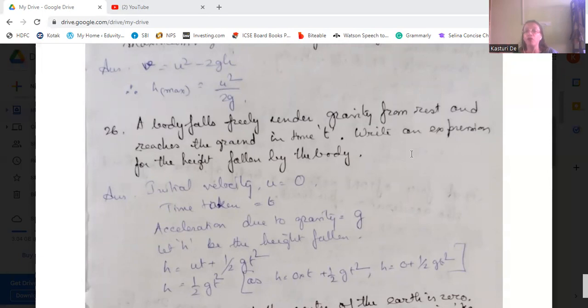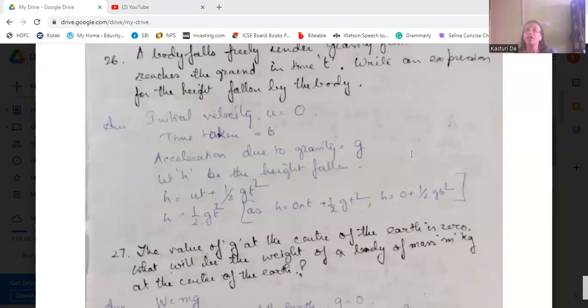So the height fallen will be h is equal to ut plus half gt square, because it is coming down towards the earth. We know u is 0, so u into t, that is 0 into t, will be 0. So h is equal to half gt square.